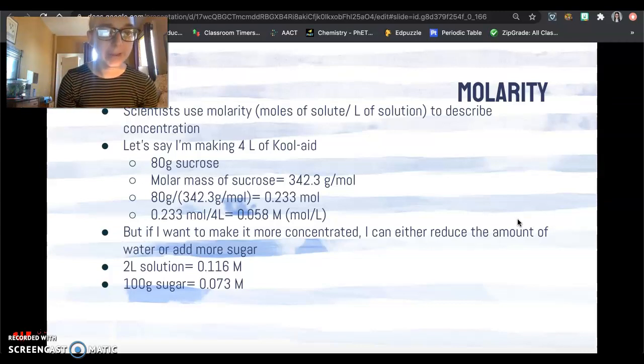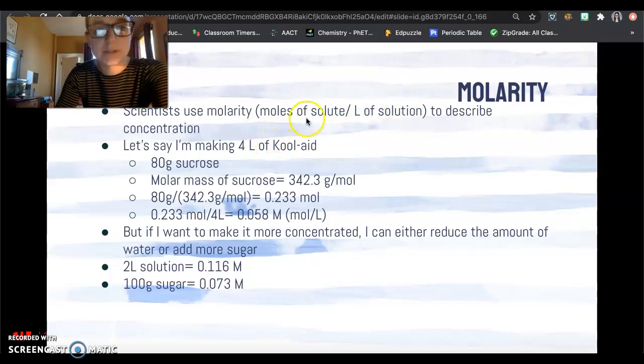So relating back to Kool-Aid, if I'm making 4 liters, which is about a gallon of Kool-Aid, typically you use about 80 grams of sucrose. And that includes what's in the packet and the 1.5 cups of sugar that you add. The molar mass of sucrose is about 342.3 grams per mole. I want to know the molarity, the molar concentration of that Kool-Aid, which is in moles of solute per liters of solution. So there are 2 things I have to do.